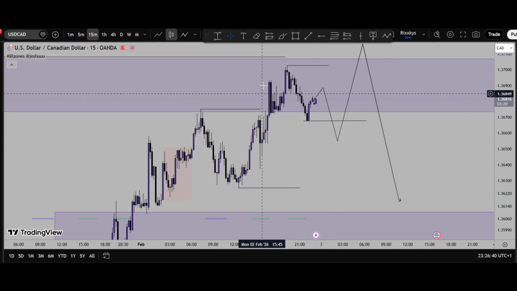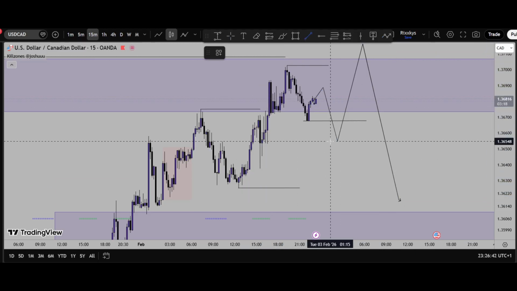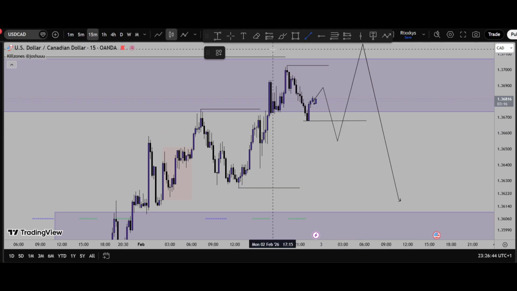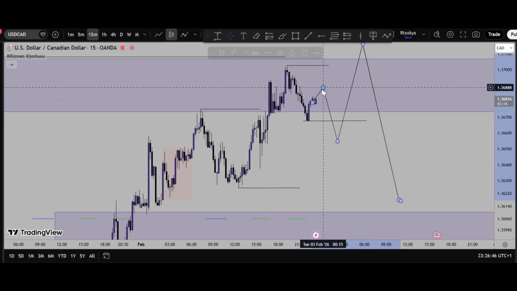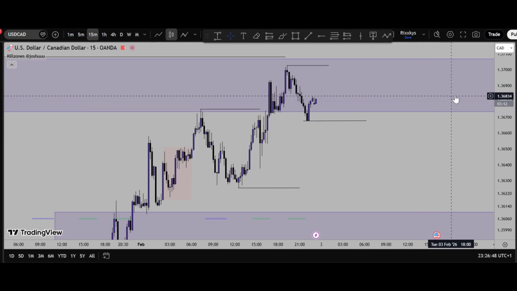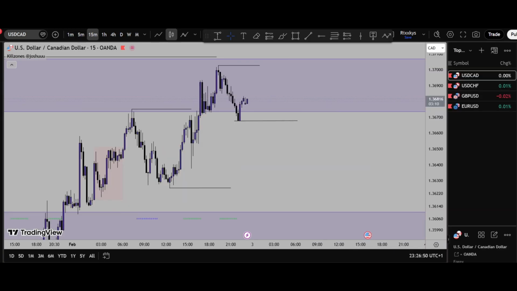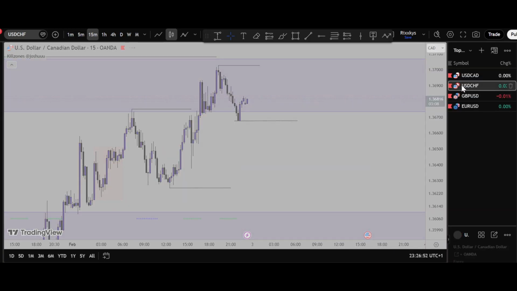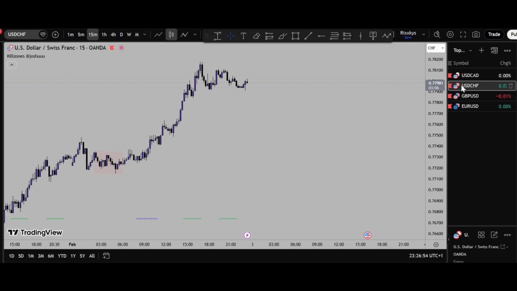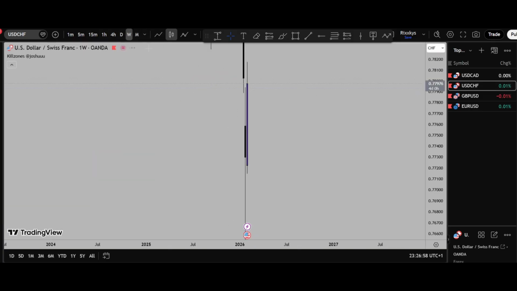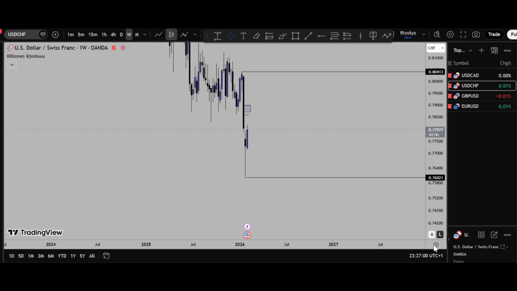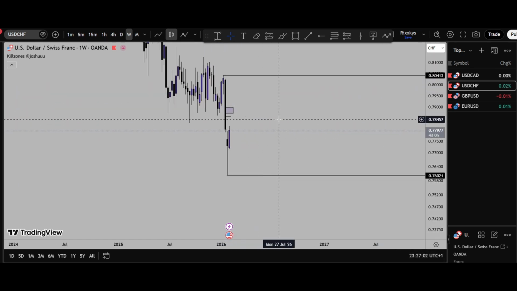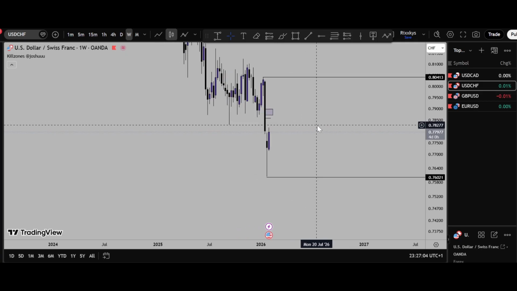Ultimately, I want a break of structure, which should give me a valid confirmation for my entry. So going short on USD CAD, let's look at USD CHF, USD Swiss franc. It's very similar to USD CAD, funny enough. It is bearish on the weekly time frame, very clear, very obvious.